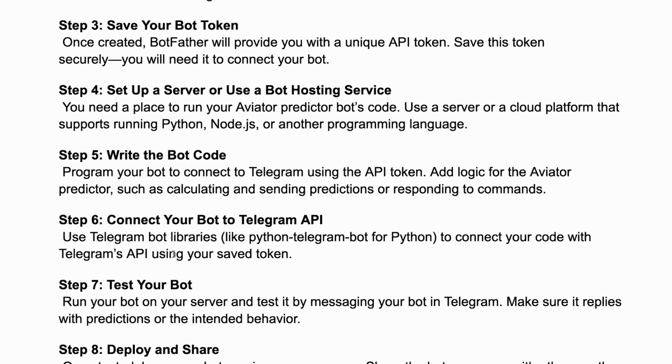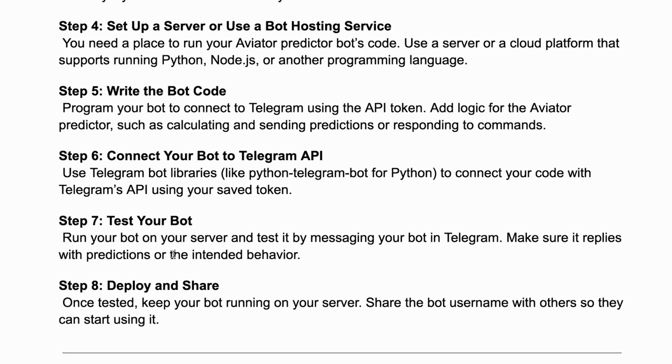Once created, BotFather will provide you with a unique API token. Save this token securely. You will need it to connect to your bot. Set up a server or use a bot hosting service. You need a place to run your Aviator Predictor bot code. Use a server or cloud platform that supports running Python, Node.js, or another programming language.